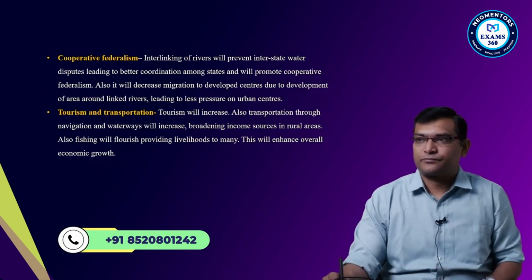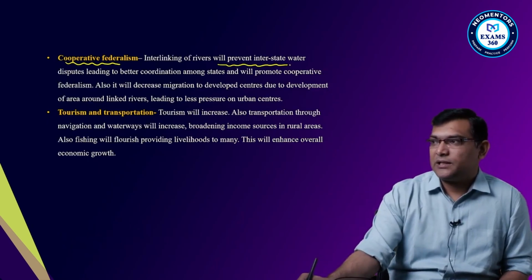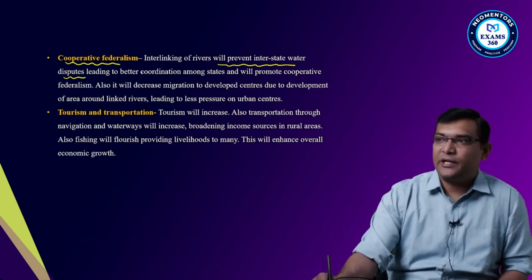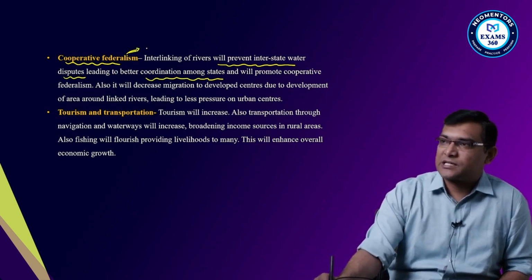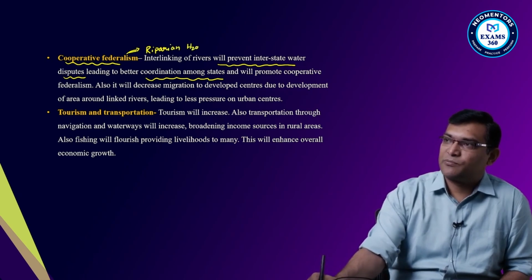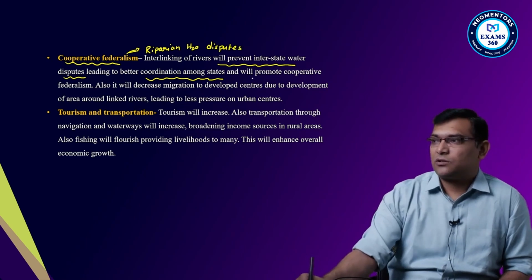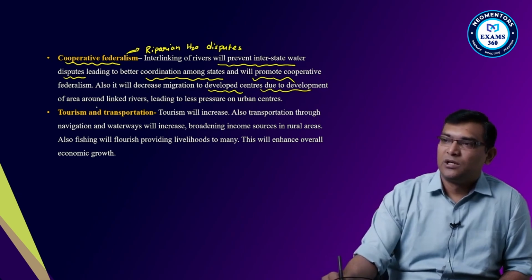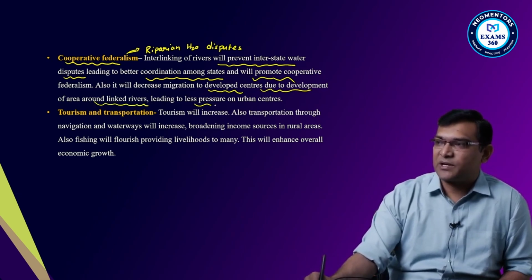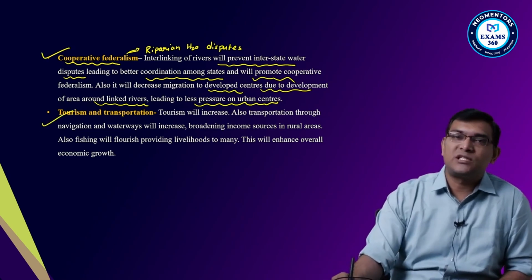Okay. Then cooperative federalism. Interlinking of the rivers will prevent interstate water disputes, leading to better coordination among the states. Riparian water disputes between riparian states can be solved. So better coordination will take place and migration to developed centers will decrease around linked rivers, leading to less pressure on the urban centers. Clear? So cooperative federalism.